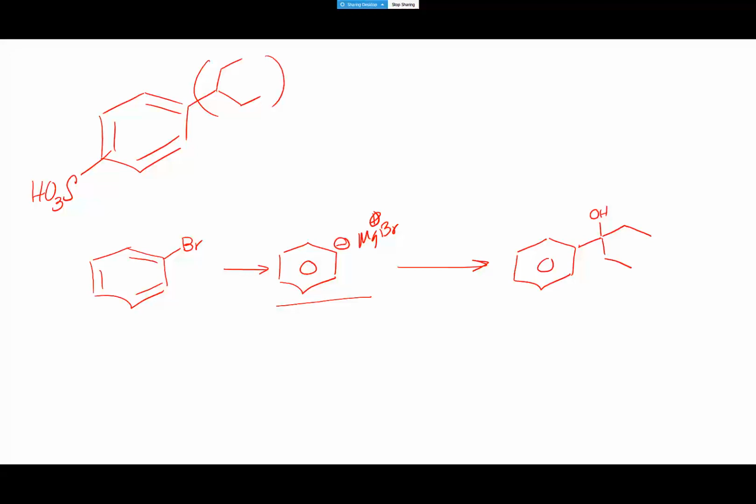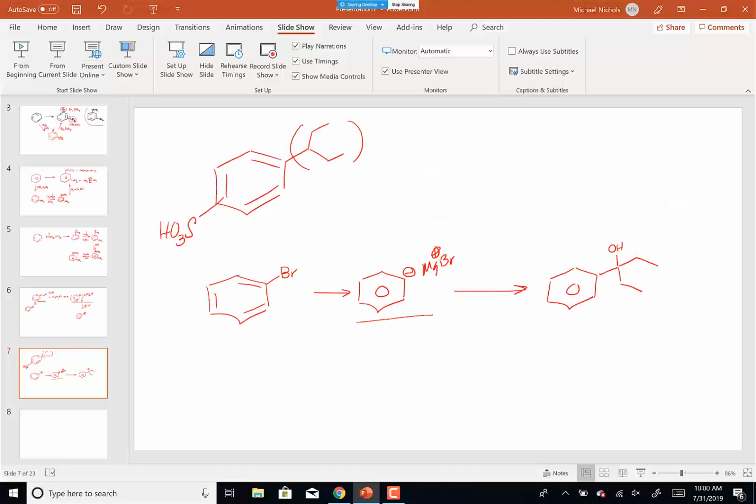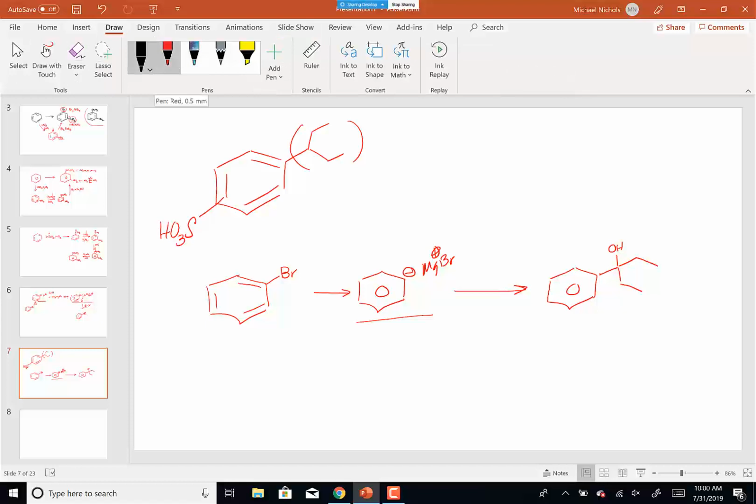Now you might say, I need a little bit of color here in terms of being able to highlight these molecules. So what part came from the Grignard? The red part. What part is going to have to come from the carbonyl? Yeah, the rest of it. Exactly. So all this part has to come from the carbonyl.